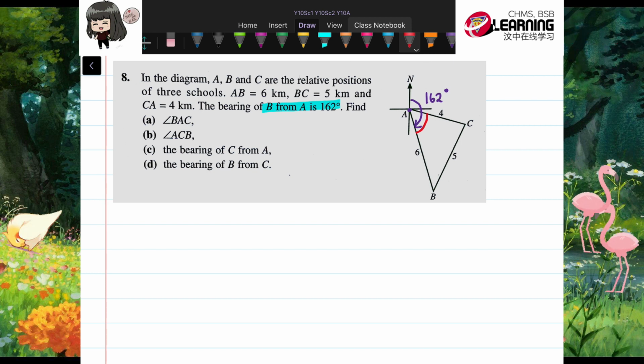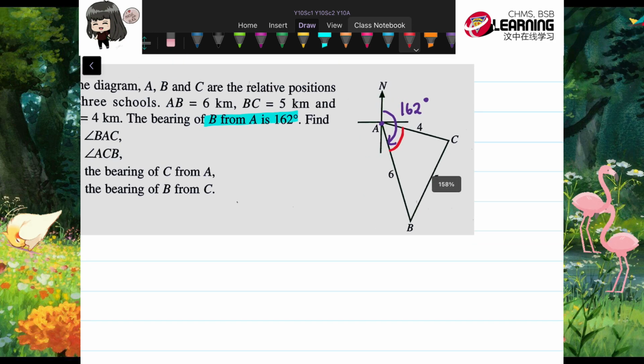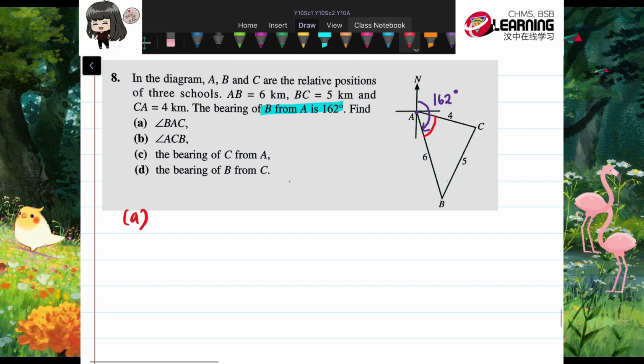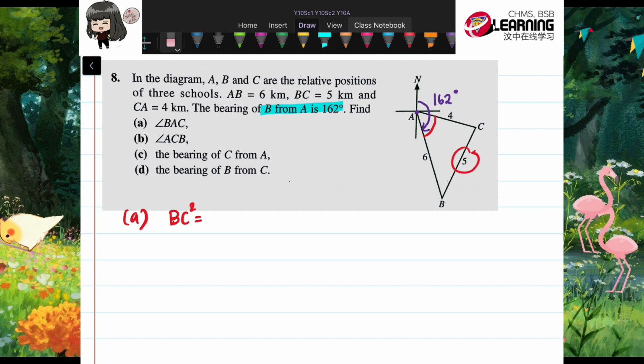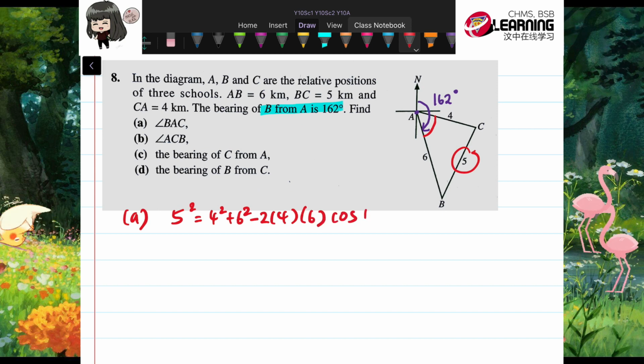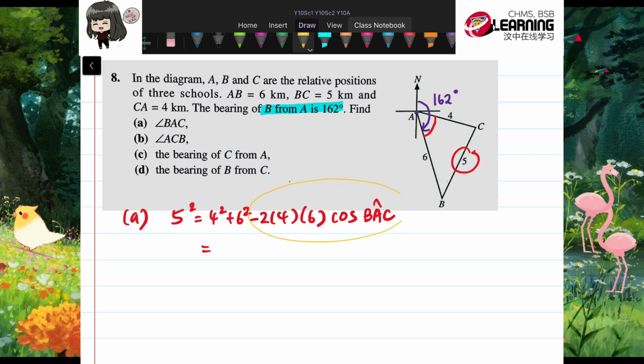How are we going to find that? This is a triangle ABC, so you can use the cosine rule. BC squared equals, your BC is already given here as 5, so I will just use the 5 here. 5 squared equals 4 squared plus 6 squared minus 2 times 4 times 6 times cos angle BAC. Then I move this whole thing to the other side, it becomes positive, and this one moves to become negative.